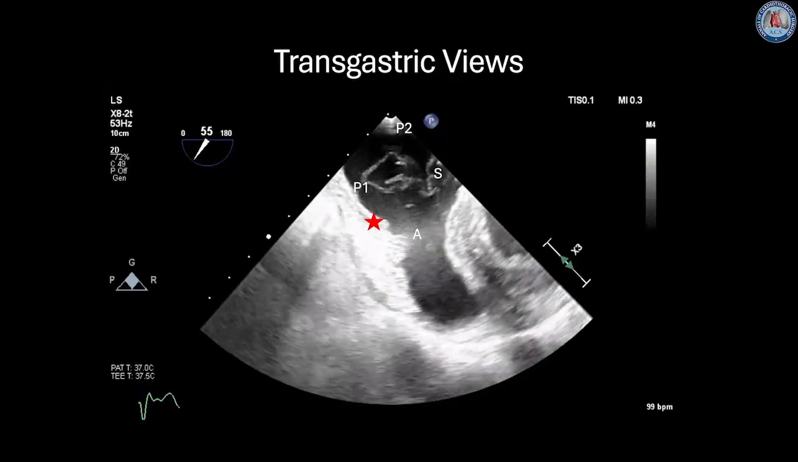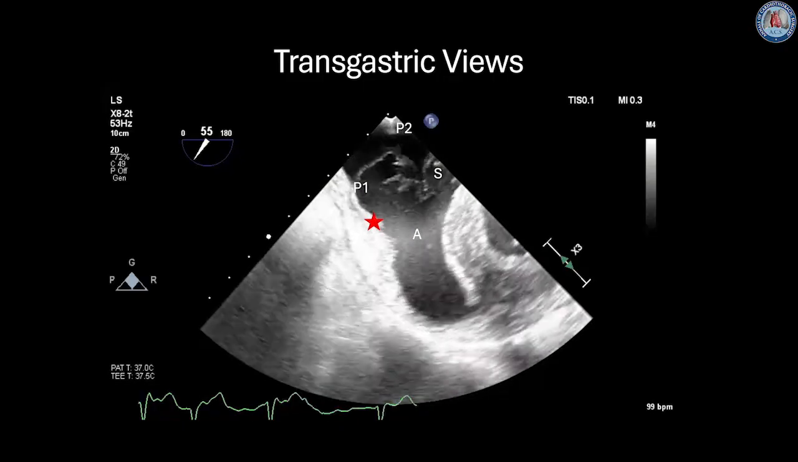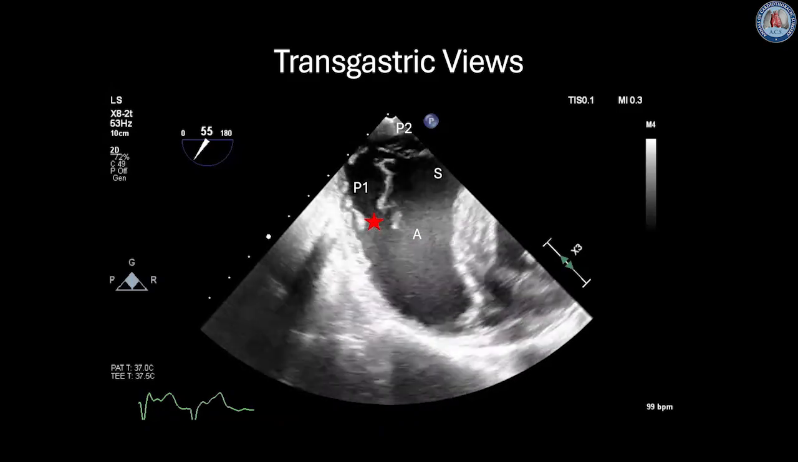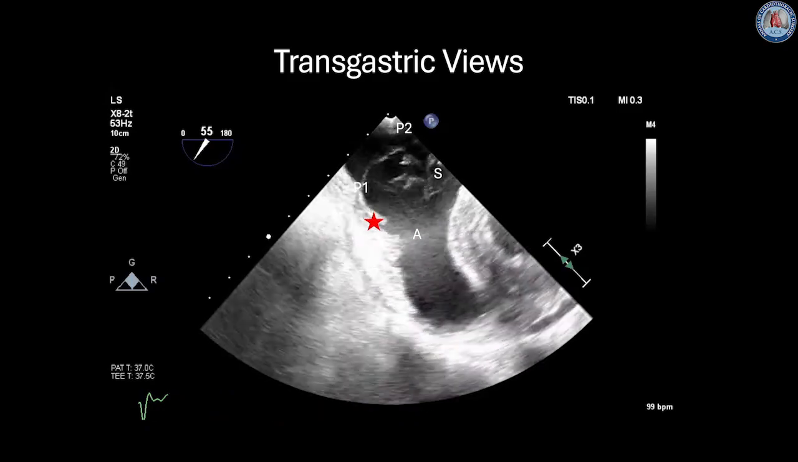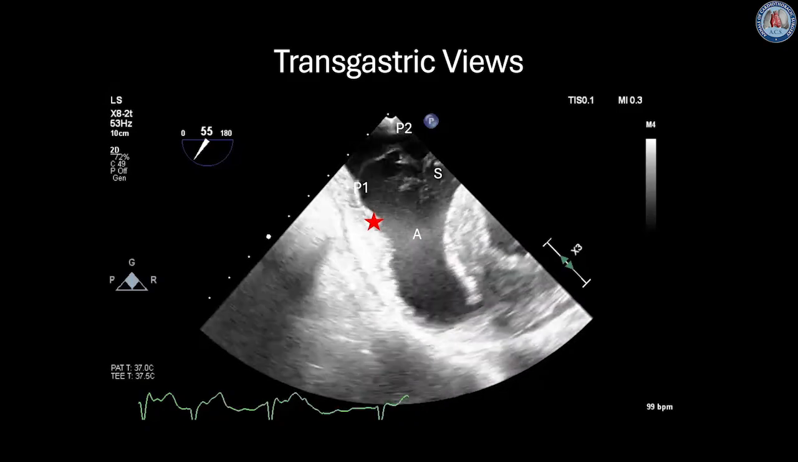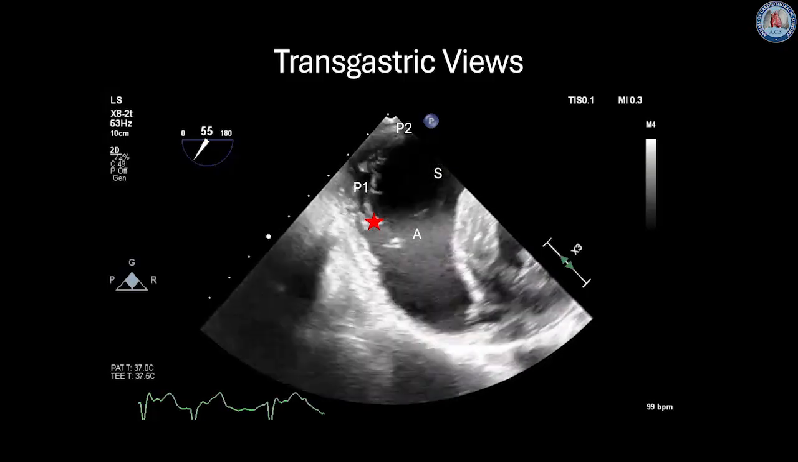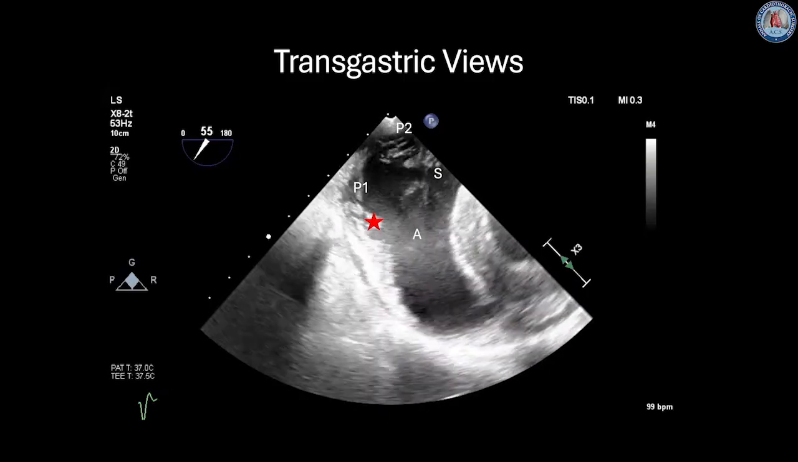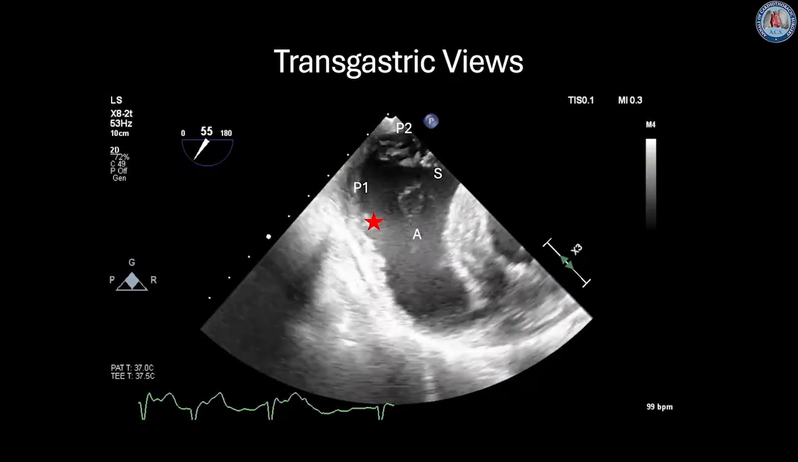Here we see the anterolateral papillary muscle, indicated by the red star, anterior to the 2 posterior leaflets of the tricuspid valve. Given the patient's prior history of gastrointestinal surgery and heart orientation, advancement of the probe was limited, accounting for the zoomed-in appearance of the image.